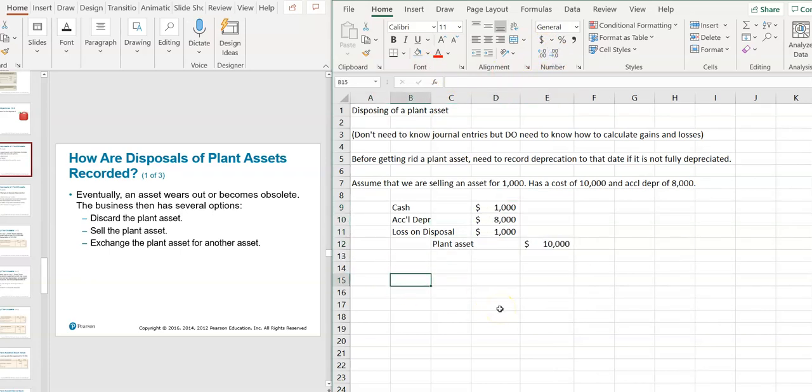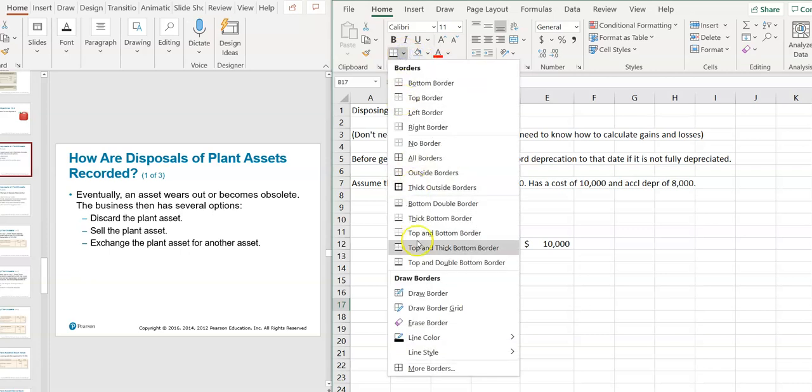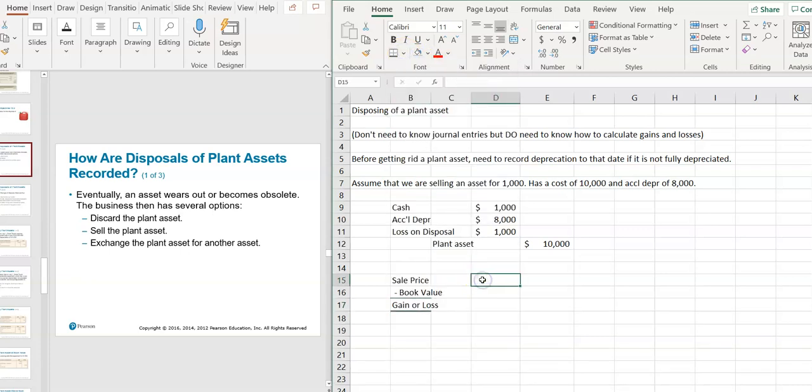So to calculate, you look at the sale price minus book value, and that gives you the gain or loss. All right, so in our case, I sold it for $1,000. Its book value is, I'm sorry, it's not 9, it's 2. Its book value is 2,000. Then I have a $1,000 loss.